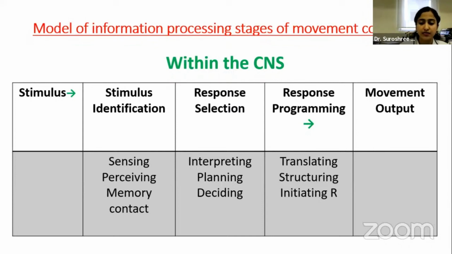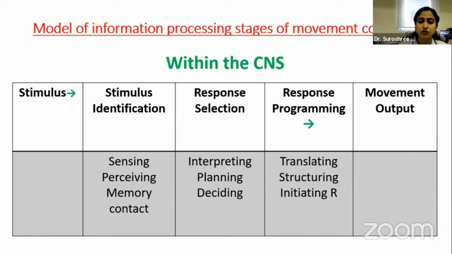You were first sensing that you want to drink water. You were looking at the glass. You were interpreting that it is half filled or fully filled. You were planning, okay, I'll need this much force to lift a glass of water. You were deciding. And then that response selection you have made is programmed in your central nervous system by three parts: translating, structuring, and initiating the response. And at the end, combining all these things, you get a good motor movement output.